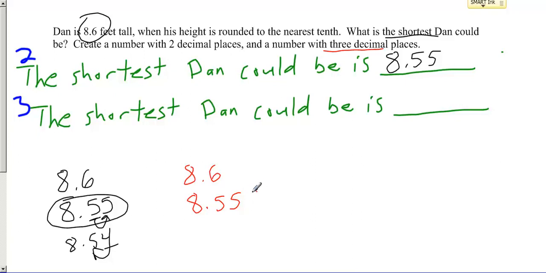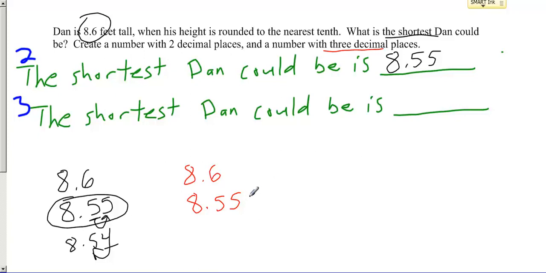This is the tricky part. I need to put a 9 here. What do you think? And then this rounds up to be 8.6. That's pretty good. Pretty good. Or is there something I could put that's different, that's smaller than a 9? It can be smaller than a 9.